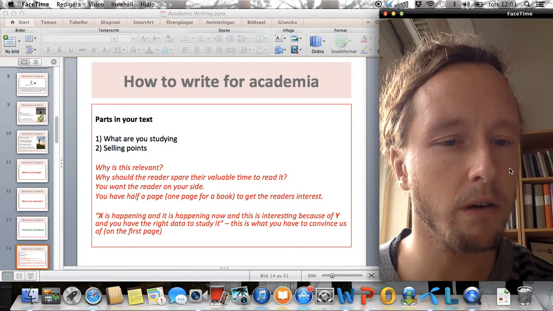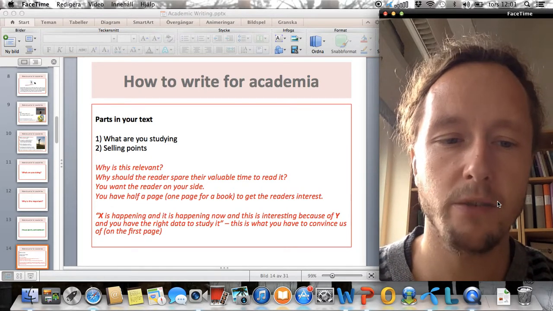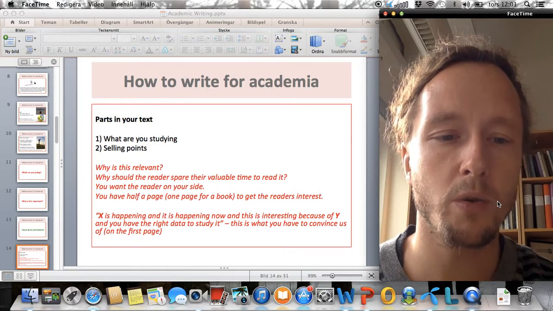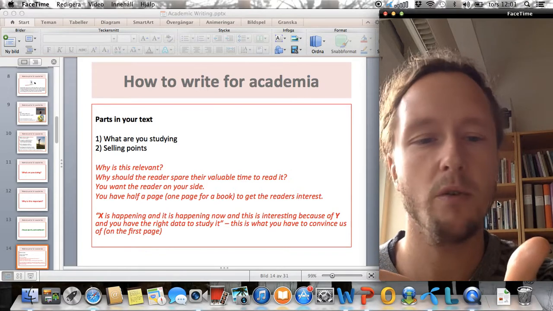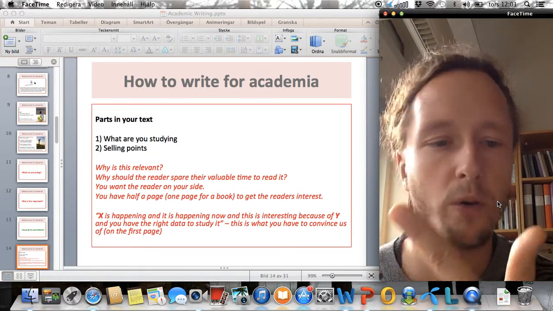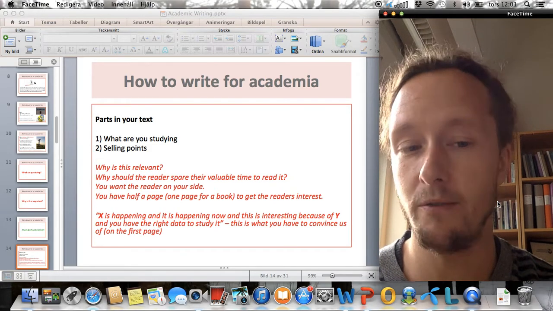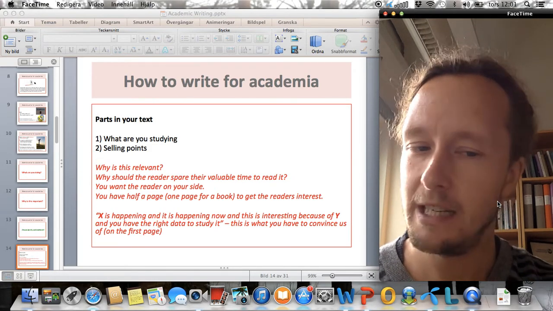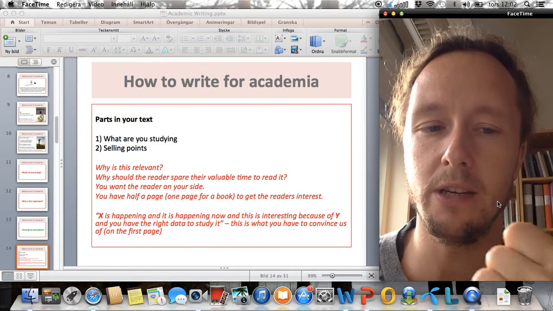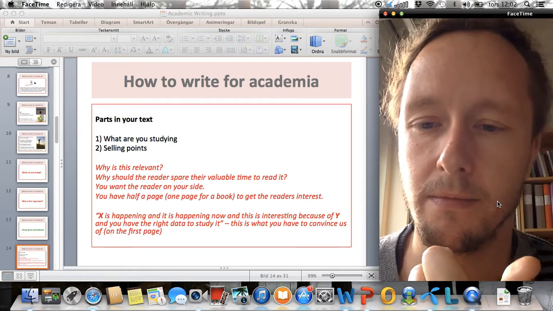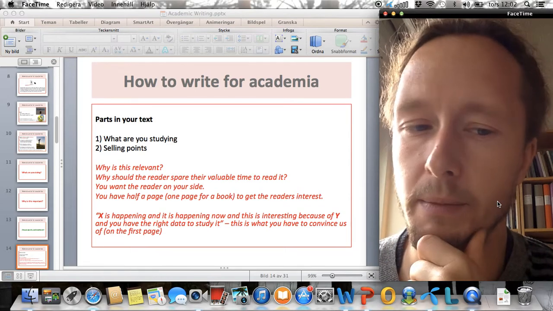If you don't have the reader on your side in the first half page or the first page, so the reader knows exactly why this is important, why he or she should spend a day or two of their valuable life to read this, you have lost the reader. You have lost the examiner. So you have to sell the thesis from the beginning. Tell the reader, why is this relevant? Why should the reader spare their time? This has to be clear from the beginning.